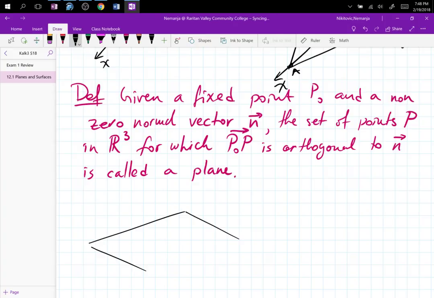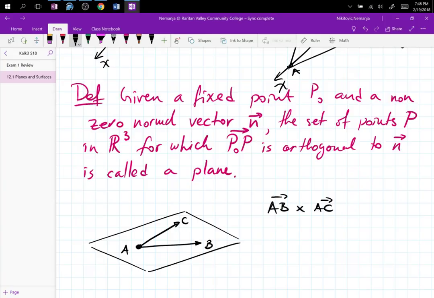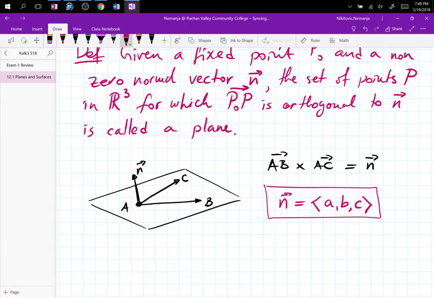Let's take a look at a picture. What I have here is vector AB, and I have another vector AC. The cross product of vector AB with the vector AC is going to give me a vector n. That vector n is orthogonal to the plane and in some sense carries its slope. Notation now is that vector n has, it's not a unit vector, the coordinates a, b, c. And you know how to find this vector simply by using the cross product. So now we can write the general equation of the plane.